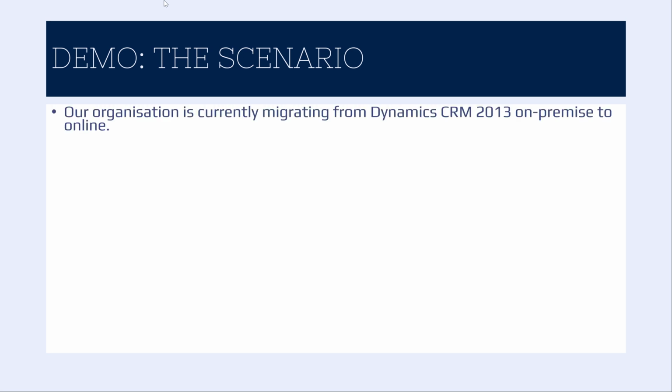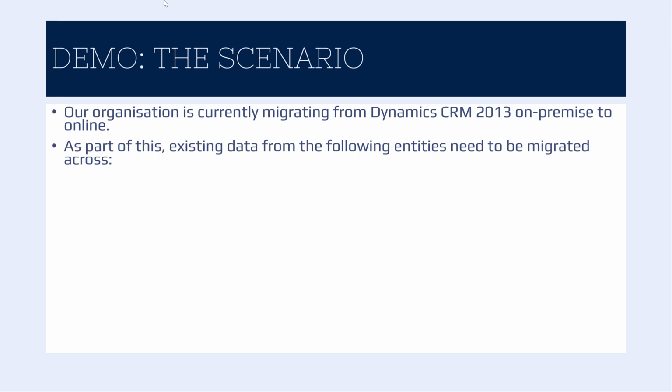Okay, so the best way I think to see Data Factory is to see it in action. So we're going to look at an example scenario today that hopefully shows you the range of different features that are available and the stuff that I've talked about so far as well. The scenario is that we've got our organisation, call it what you will, Contoso, AdventureWorks, whatever name you want, and we're currently wanting to migrate from Dynamics CRM 2013 on-premise to the latest version of Dynamics 365 Online, so version 9.